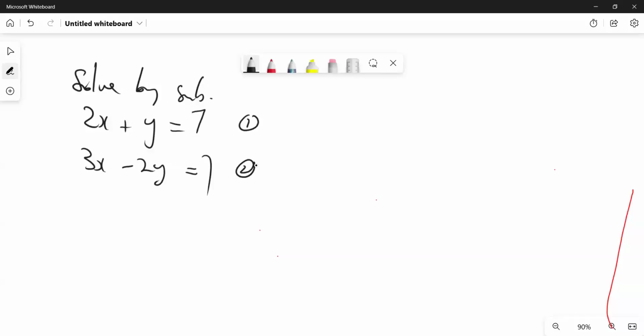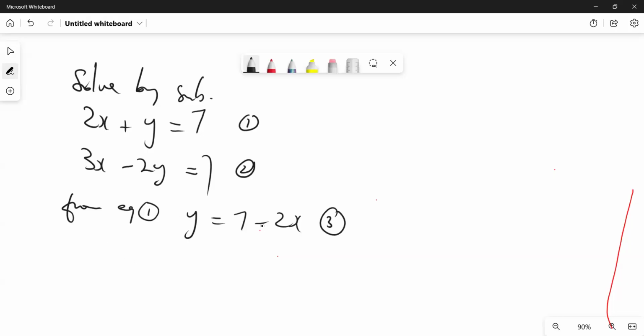And here you see again, you see a lone y. So a good thing to do then is make y the subject. From equation 1, y will be equal to 7 minus 2x. Why does this resemble the first one? So we got from equation 1, y equal to 7 minus 2x. We can call this equation 3.